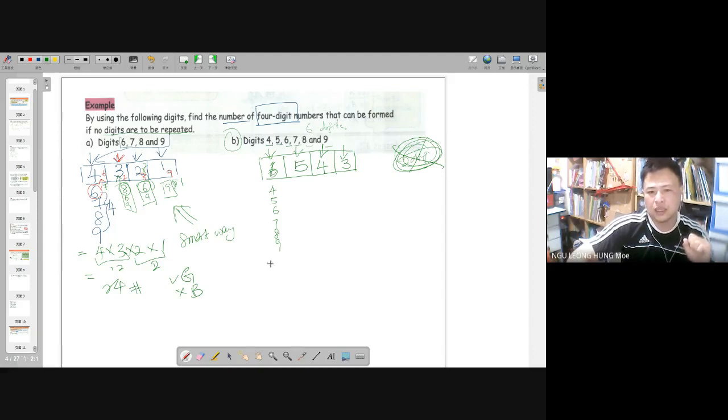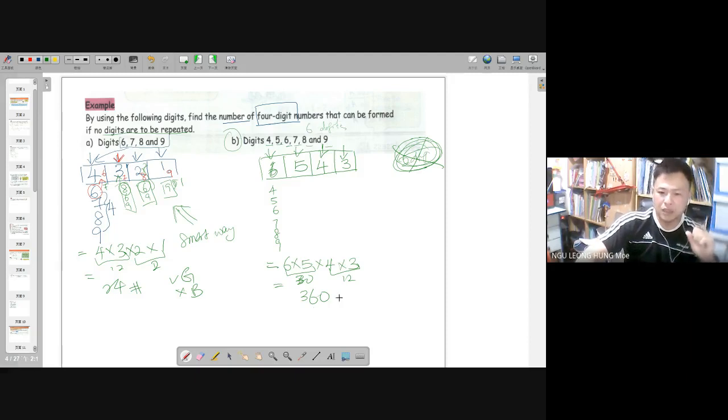So for the 4-digit number, the first one we have 6 options, so 6. The second box we have 5. The third box has 4. The fourth has 3. So we calculate it. This one is 30. This one is 12. Then we get 360 numbers that we can list out.